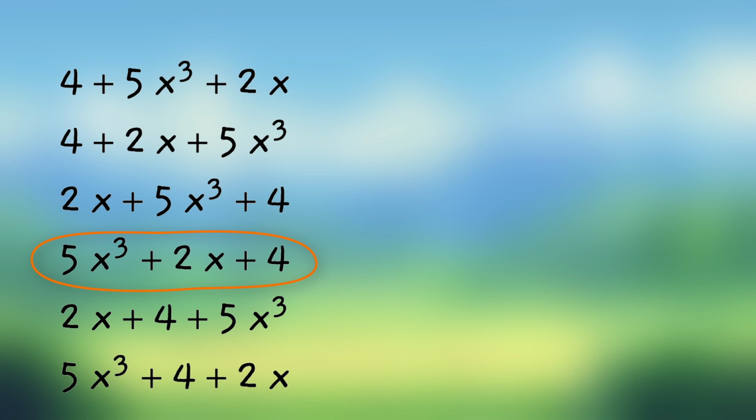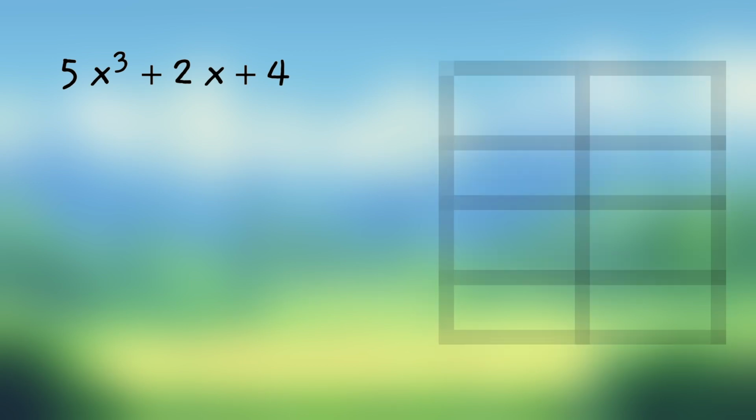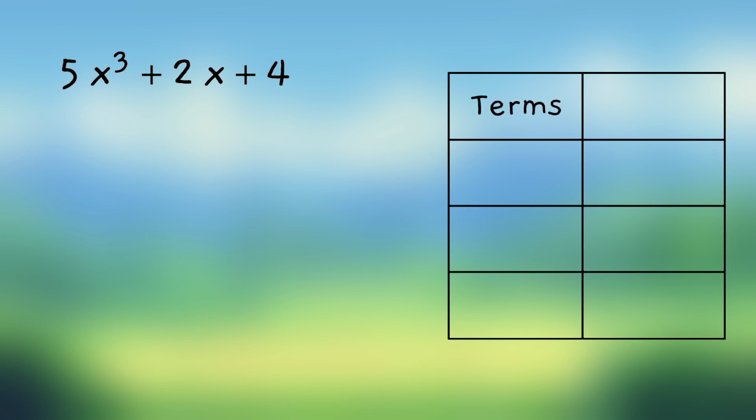So let me just clean up real quick. I've now hidden the non-standard ways of writing this polynomial, and let me just move this correct answer up to the top and then explain to you what the rules are. So looking at this polynomial, there are 3 terms, and I want to talk about the degree of each term. So let me come over here and make a table. The first column will be the terms, and the second column will be the degree.